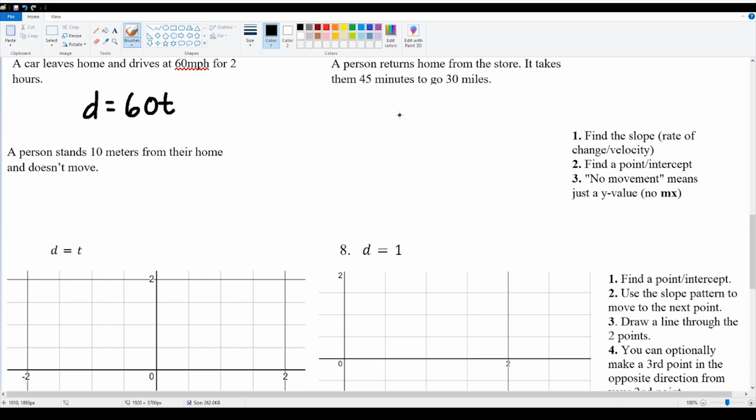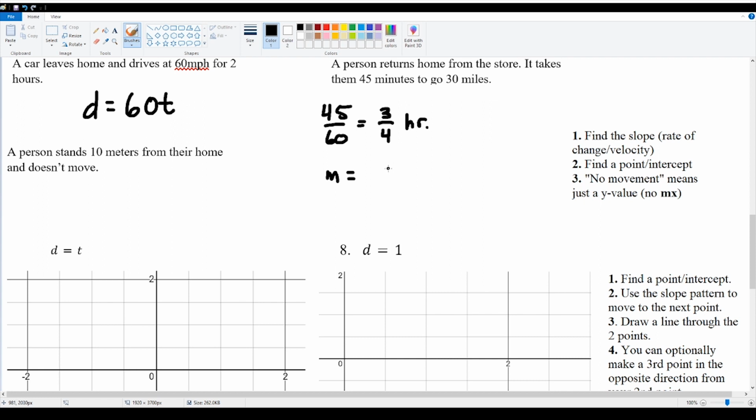Our next thing here, we have a person returning home from the store. It takes them 45 minutes to go 30 miles. This one's a little tricky for coming up with the slope because we are going to have to interpret the 45 minutes a certain way, especially considering we were told that they traveled 30 miles. Normally, we record our velocities in miles per hour, so it would be good to think about how this 45 minutes works with a little bit of unit conversion here. If you think about the total 60 minutes that it takes for an hour to go by, 45 out of 60 of those minutes would then be 3/4 of an hour.